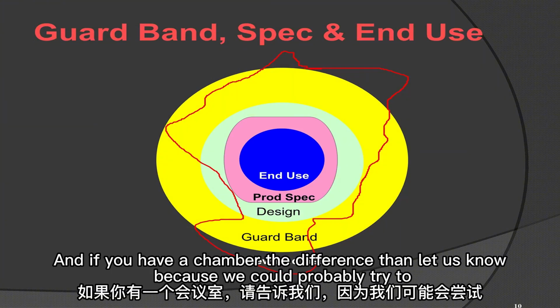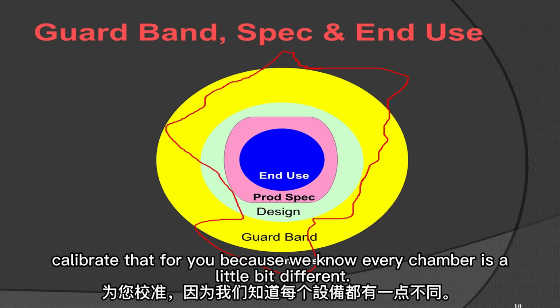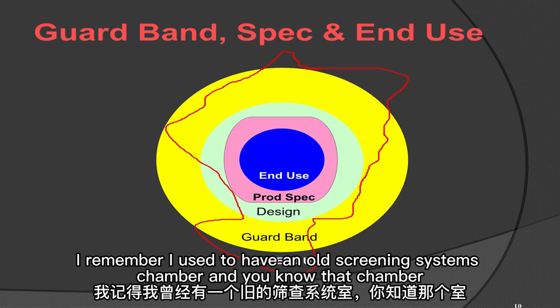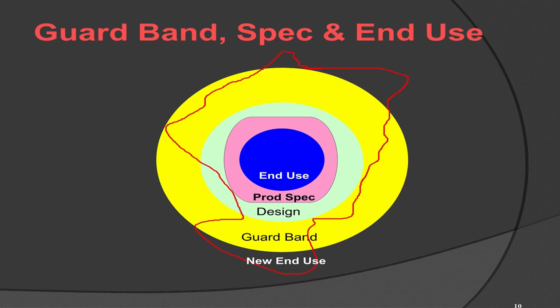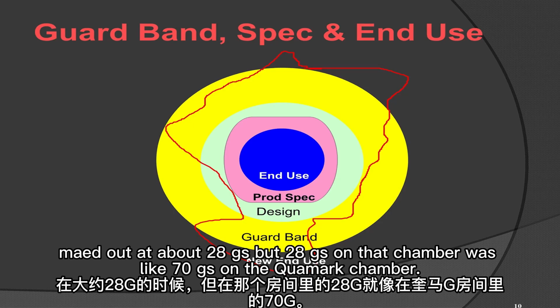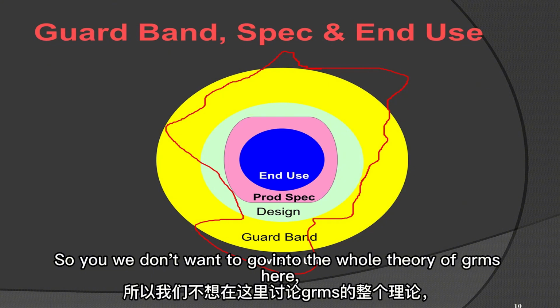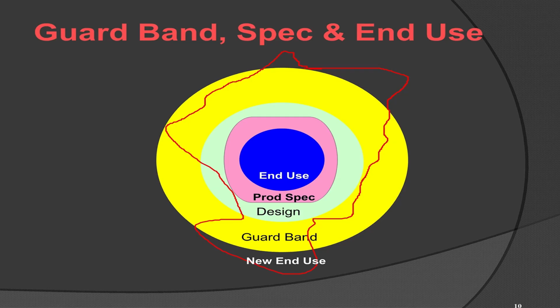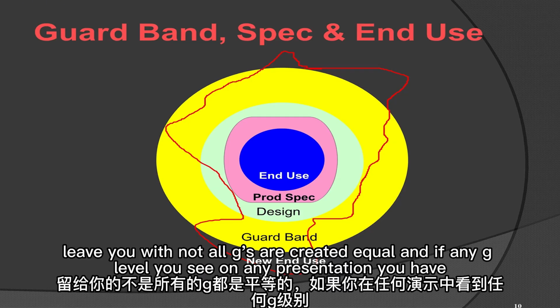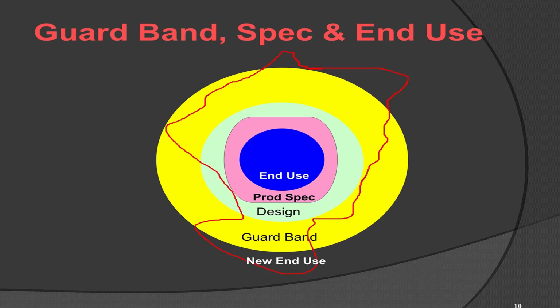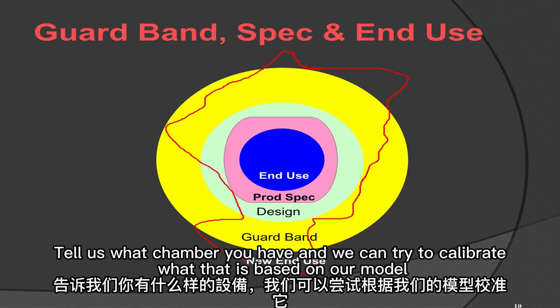Right, and if you have a chamber that's different, then let us know, because we could probably calibrate that for you, because we know every chamber is a little bit different. I remember I used to have an old Screening Systems chamber, and that chamber maxed out at about 28 Gs, but 28 Gs on that chamber was like 70 Gs on the Qualmark chamber. We don't want to go into the whole theory of GRMS here, but just leave you with this: not all Gs are created equal. For any G level you see on any presentation we have, you've got to tell us what chamber you have, and we can try to calibrate what that is based on our model.